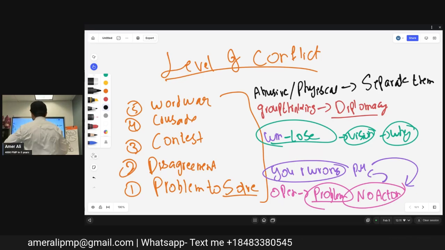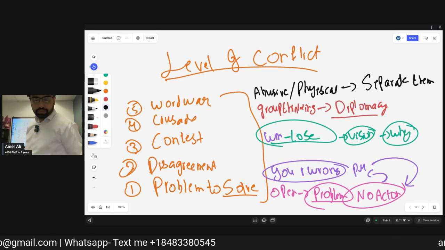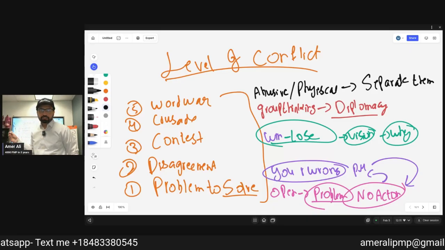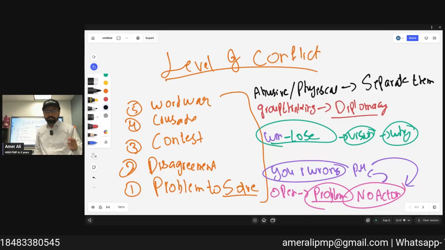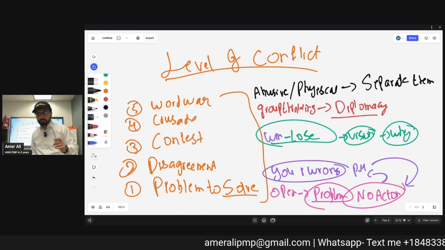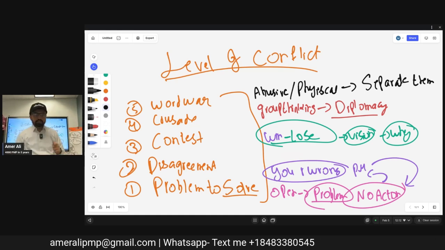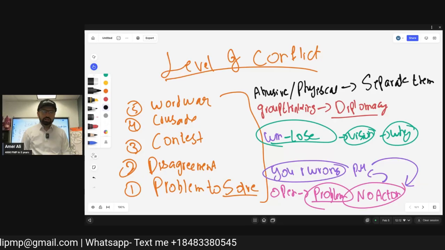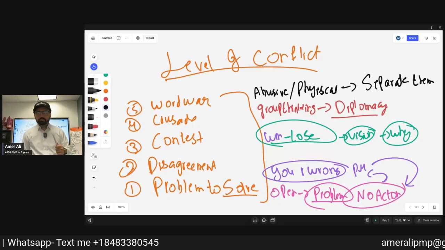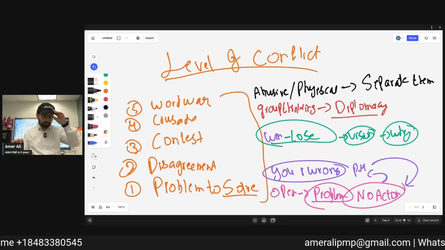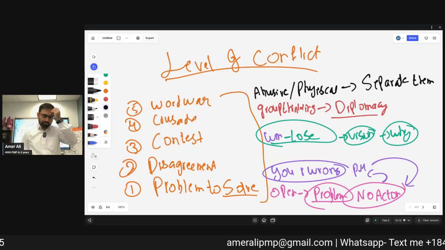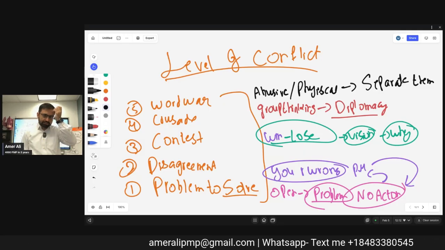Okay, so 5 levels of conflict. Am I clear with all the levels? World war, crusade, disagreement, 5 levels of conflict. At which level should the project manager take part? At which level should the project manager not take part? At which level does the project manager just need to let things cool down? Answer these 3 questions, please.